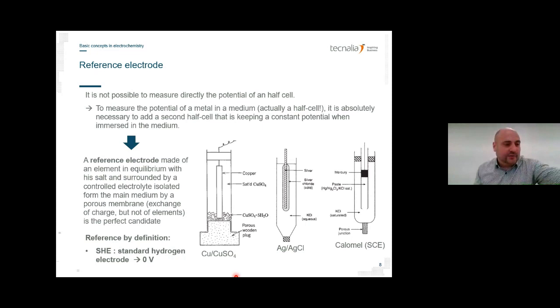This is more a laboratory kind of electrode. You see it's in glass, it's more fragile. This one in particular is inserted in an accessory that is called a salt bridge. And that allows to protect the electrodes and to be able to measure the potential very close to the samples we're interested in.